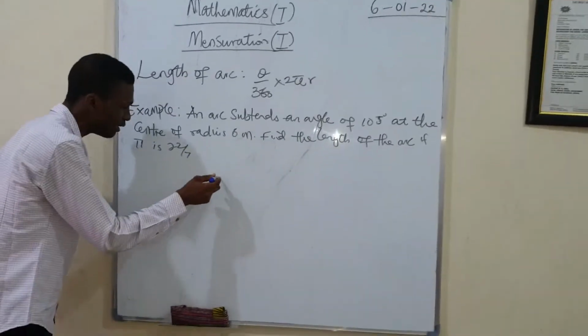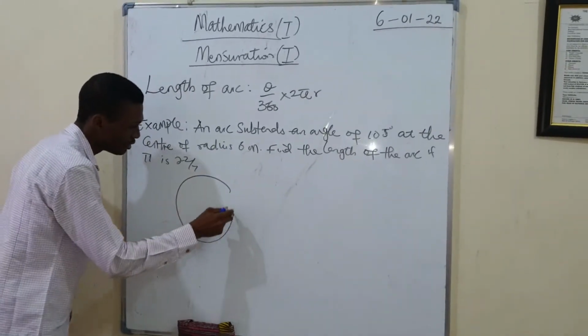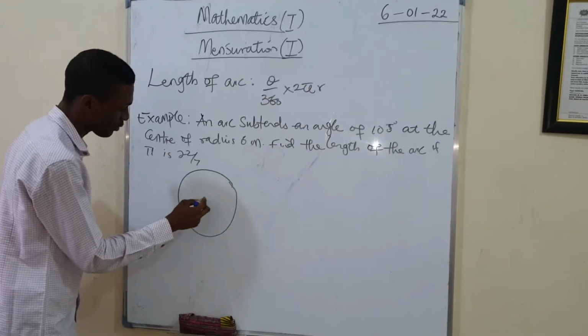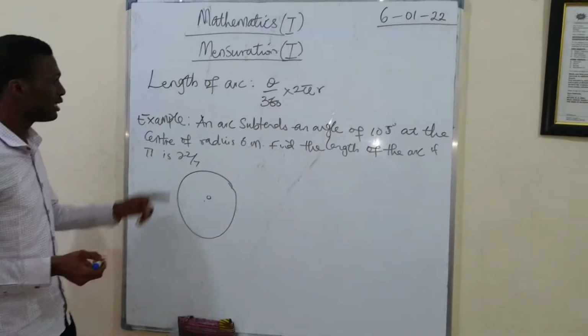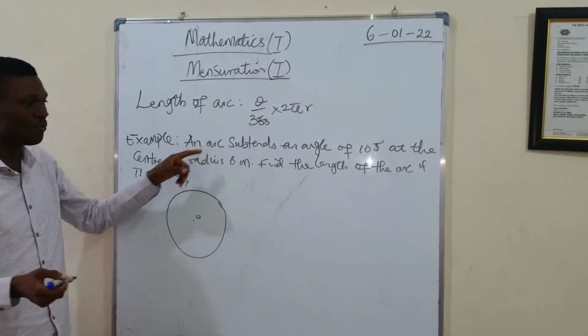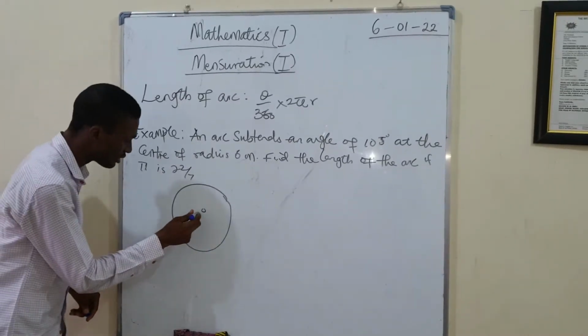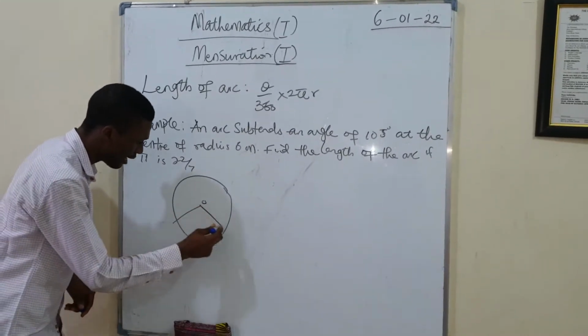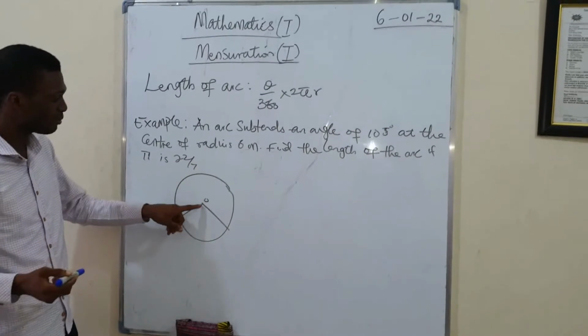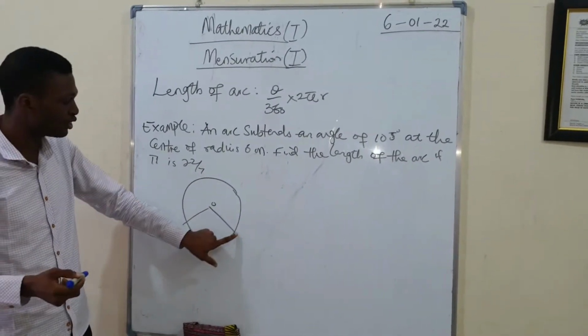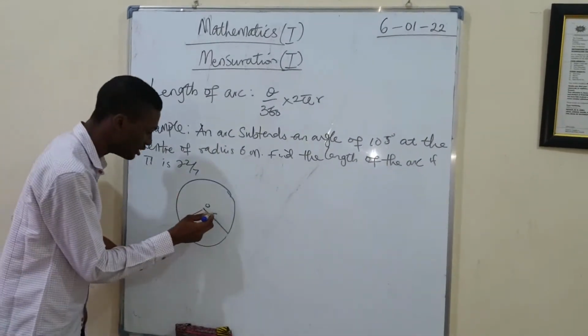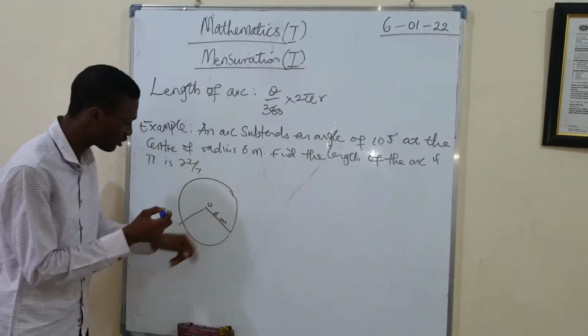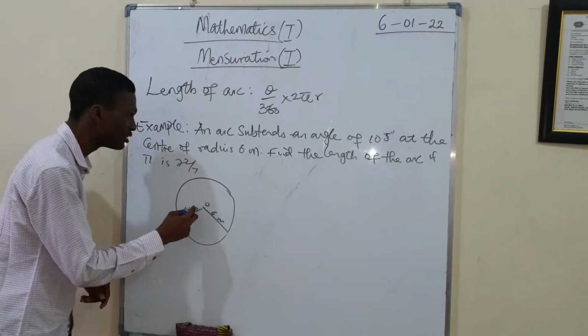We can first begin by drawing the circle. This is a circle with our center, we can call it O. We are told that this arc is a curved part of the circle. And any straight line that starts from the center of the circle to a part of the circumference is called a radius. So our radius is 6 cm.